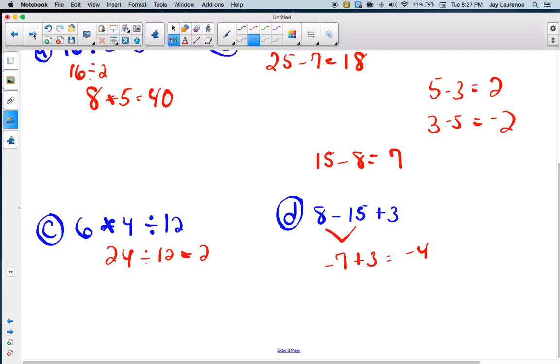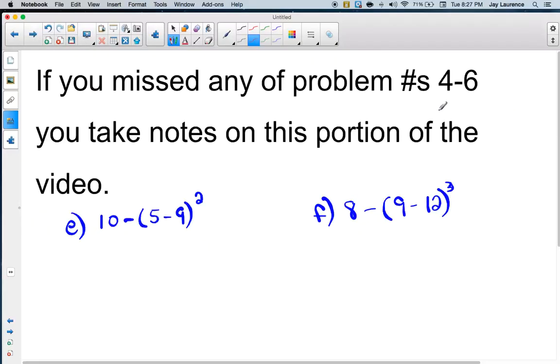All right, let's get to the next part of the video. All right, so this part is for people who missed any of the problems from numbers 4 to 6. You must take notes on this portion of the video. Okay, so here I'm using the order of operations, and I see subtraction, I see subtraction, I see some parentheses, and I see an exponent. Well, order of operations tells me to do parentheses first.